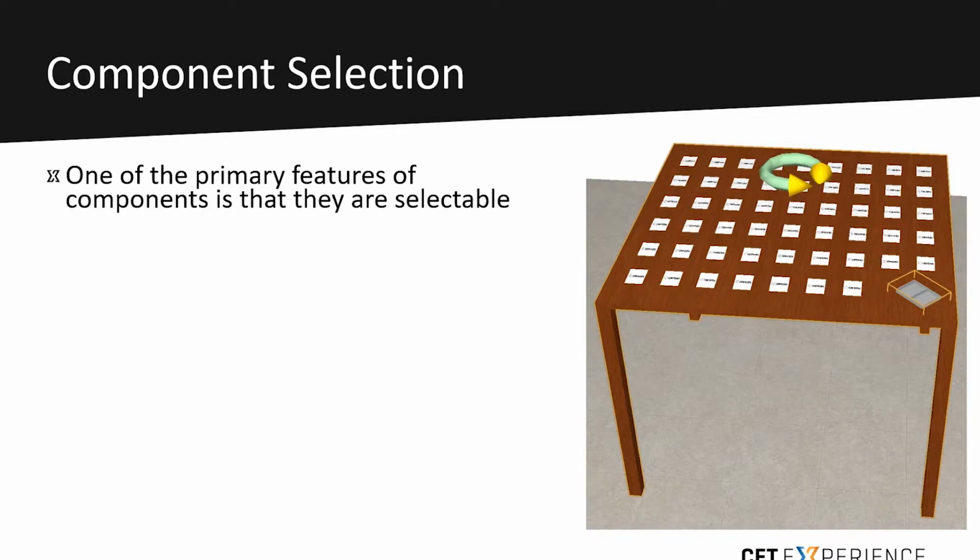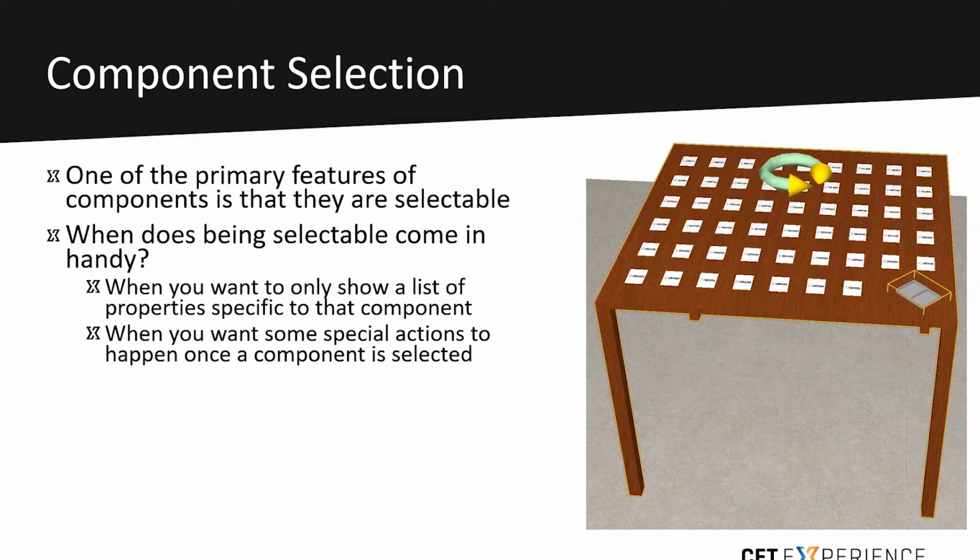So component selection. One of the primary features of components is that they are selectable. So when does that come in handy? For starters, if you want components to handle their own properties, if you want to be able to select a certain part of your table, for example, and you get a requirement like, hey, if I click a card, I want to flip it over, like we're eventually going to do, then it's really nice to be able to actually click on the component and have it drive its own custom logic. That's the second reason you would maybe want this to be selectable. If you want to do something special with clicking a component, that's where you can do this.